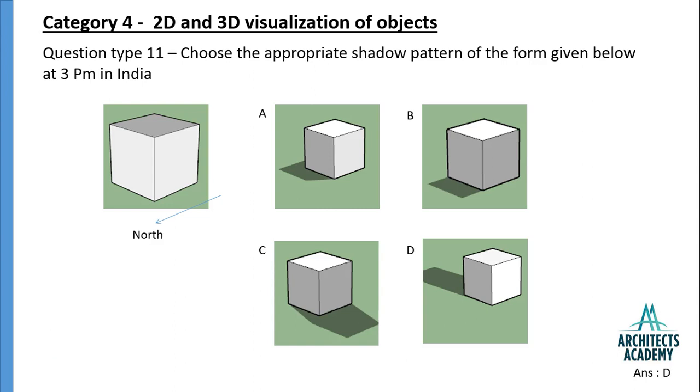You have to understand this logic: on the right side of north is the east side and on the left side of north is the west side. Since they have given the time as 3 p.m., the sun will be somewhere on this side, and that is why obviously the object's shadow is going to fall on that side. If you compare all these 4 options, the most appropriate option seems to be option D, and that is how you can work out the logic.